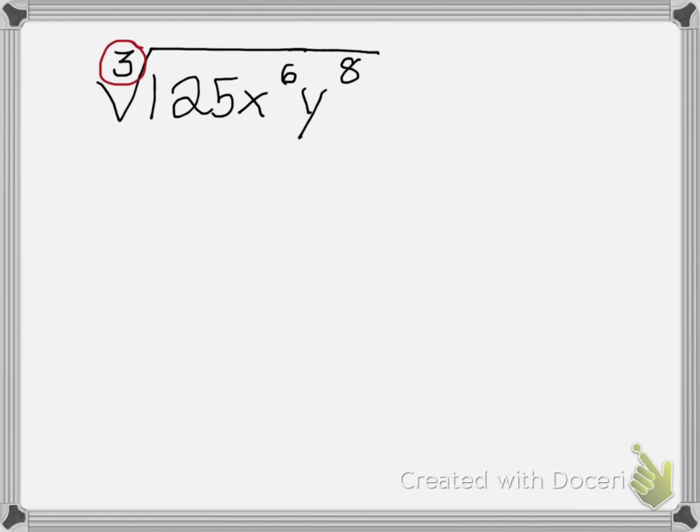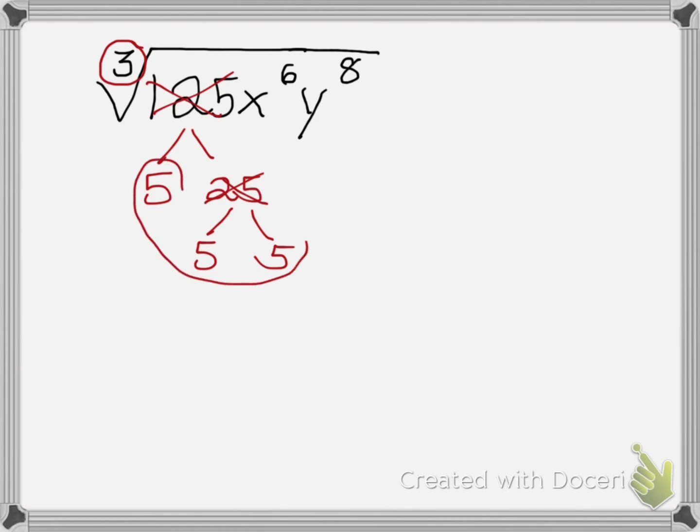So that means if I have 3 of the same thing repeating, I could take one of them out. So let's break down our 125. What multiplies to give us 125? Well, we know that 5 times 25 gives us 125. And then if I break down my 25, it'll be 5 times 5. Now, remember what I said initially. 3 of the same thing. Yep, I got 3 of the same thing, so I can take one of them out. I'm going to take out a 5. That means all these are gone.